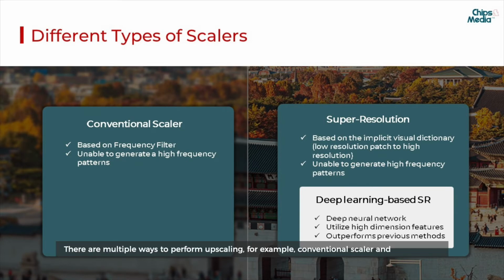There are multiple ways to perform upscaling, for example, conventional scaler and super resolution. The conventional scaler is based on the frequency filter, and it manipulates only existing frequency components. Therefore, there is a limitation to recovering high frequency patterns. However, super resolution uses an implicit visual dictionary to map a low resolution patch to high resolution. Therefore, it produces realistic high frequency patterns. Super resolution has outperformed all the previous methods by adopting deep learning neural networks in recent years.